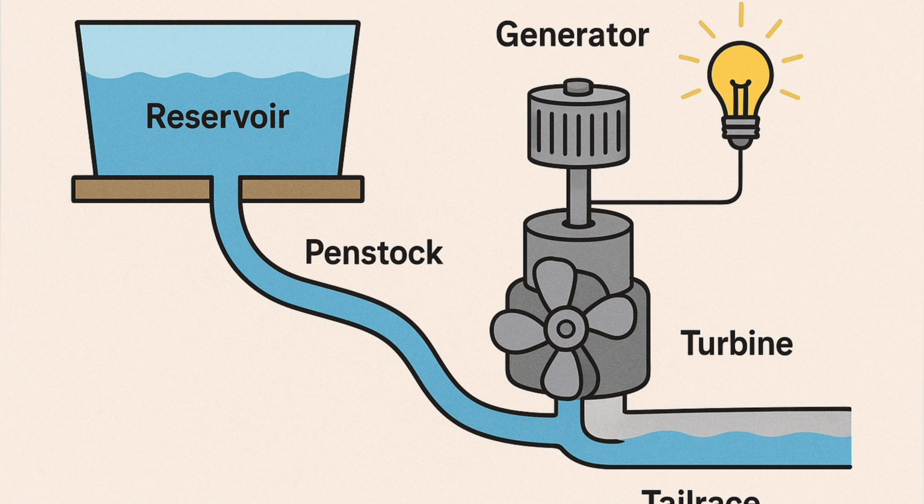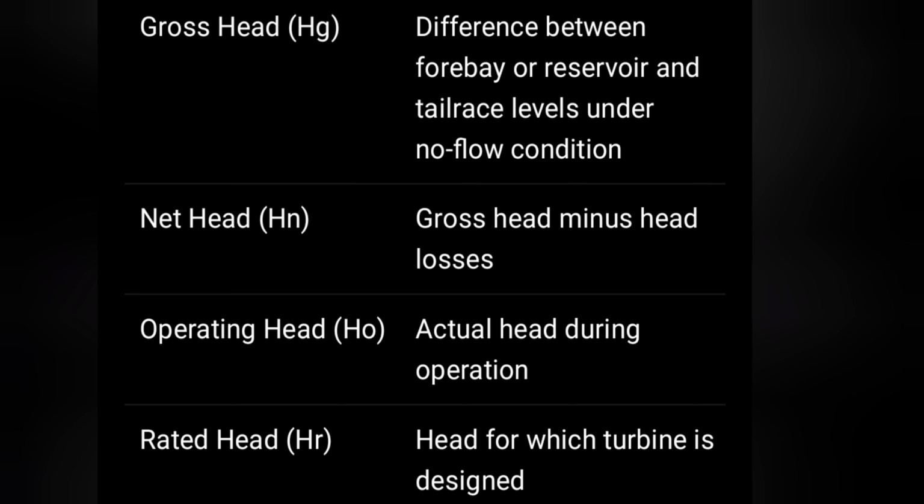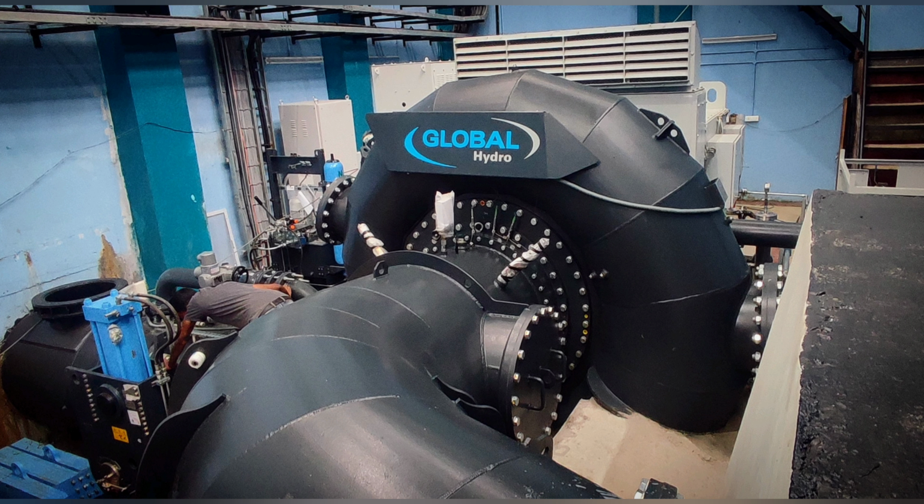Summary table: head type, definition, depends on, typical use. Gross head Hg: difference between forebay or reservoir and tail race levels under no flow condition, depends on elevation difference, used for initial design estimation. Net head: gross head minus head losses, depends on hydraulic losses, used for power calculation. Operating head Ho: actual head during operation, depends on flow, tailwater, and losses, used for performance monitoring. Rated head Hr: head for which the turbine is designed, depends on the manufacturer's design, used for turbine specification and power output relation.